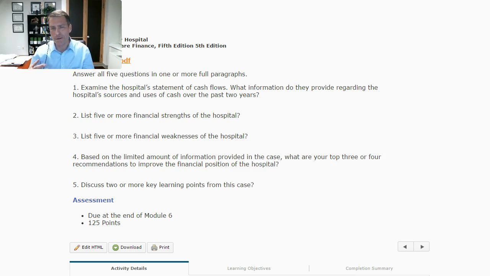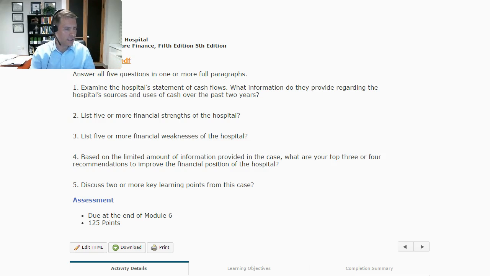How does their property, plant, and equipment look? Is it new? Is it aged? Is the facility going to need replacing? Those are things that you can talk about. There's a lot of things that you can bring up. Pick the 5 that you think are good points with this particular hospital. You could easily list maybe more than 5, but pick 5.